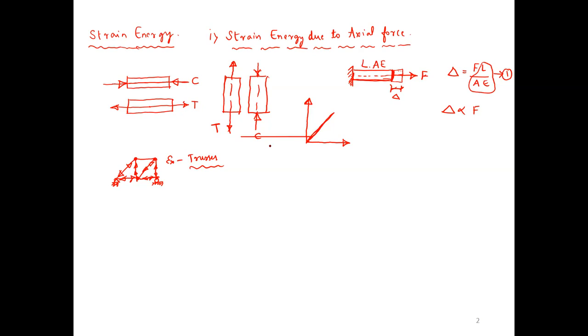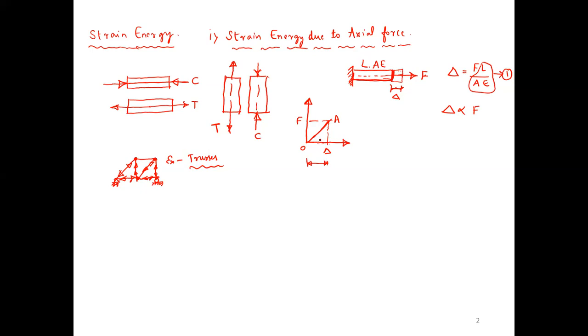Delta versus F, the graph is linear. Say this is delta on the x axis, and this is force F on the y axis. This is a proportionality because it is linear. Now say this is O, this is A. The graph from here to here is the deformation, delta.